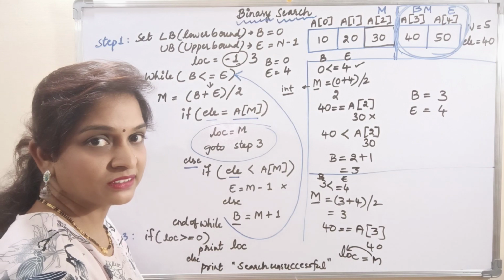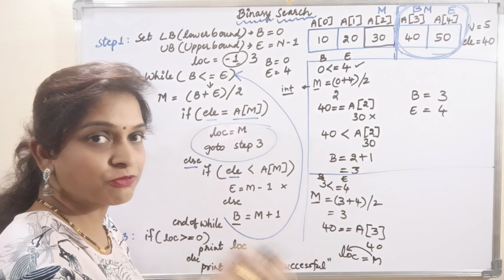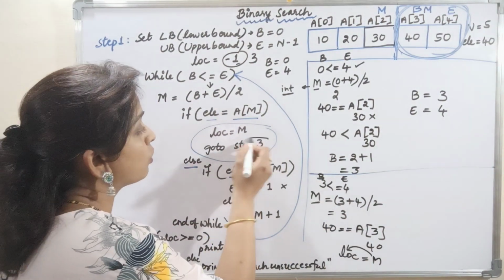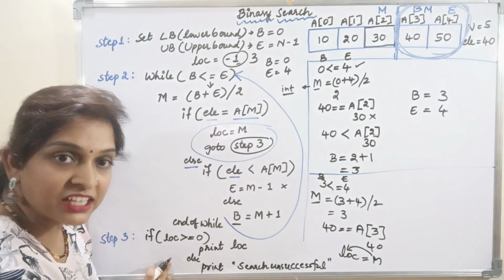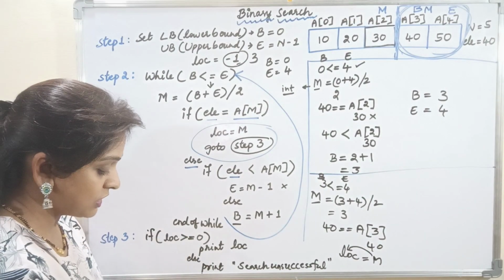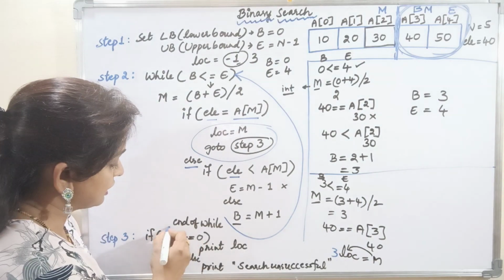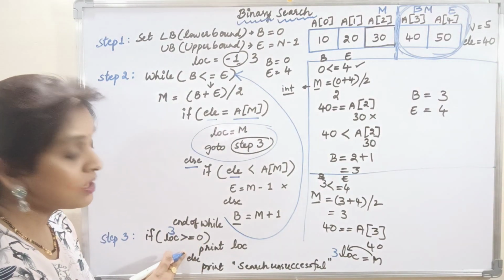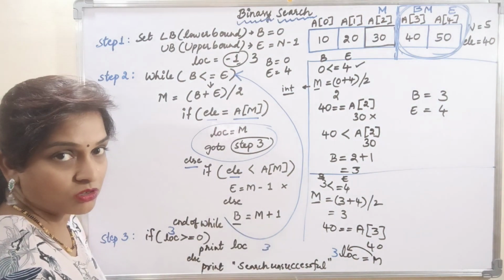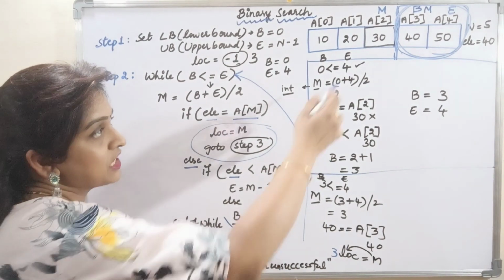So I got the position. The search element 40 is in position 3, right? Yes. Search element is found when compared with the mid element. Simply grab the position, then go to step 3. Step 3 says, if location is greater than or equal to 0. What is location? Location value I have got as 3. Is 3 greater than or equal to 0? Yes. Condition true, print the location, which means 3.